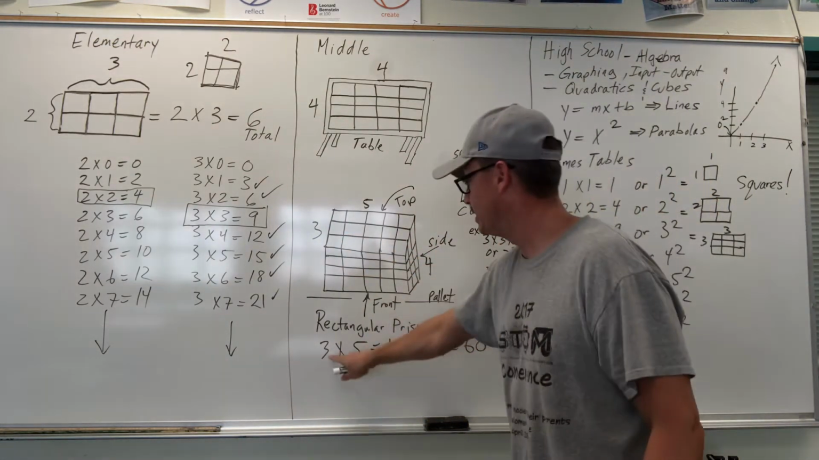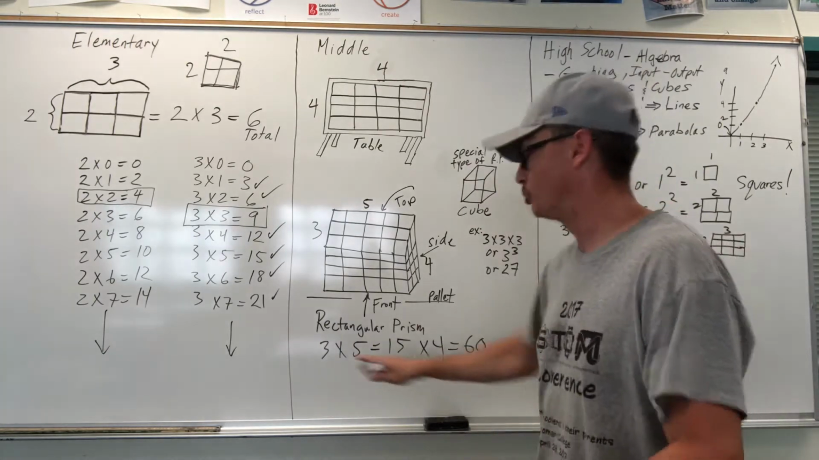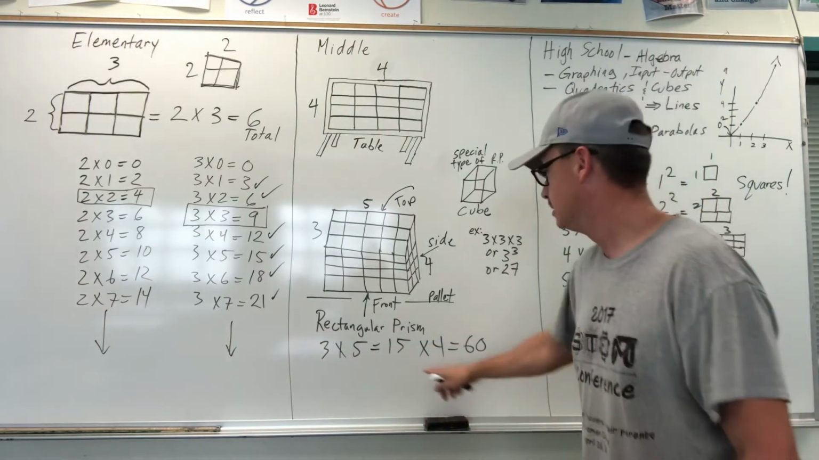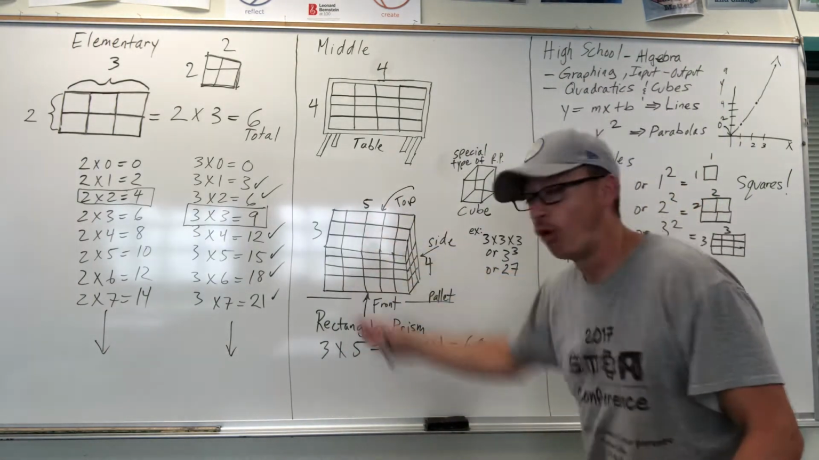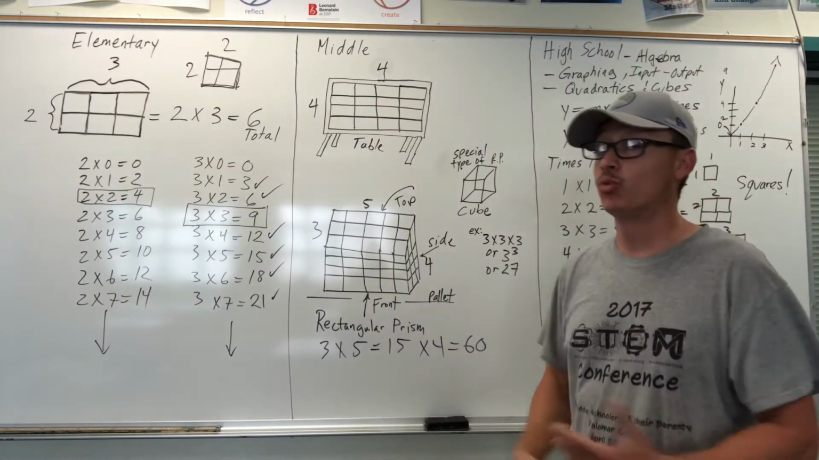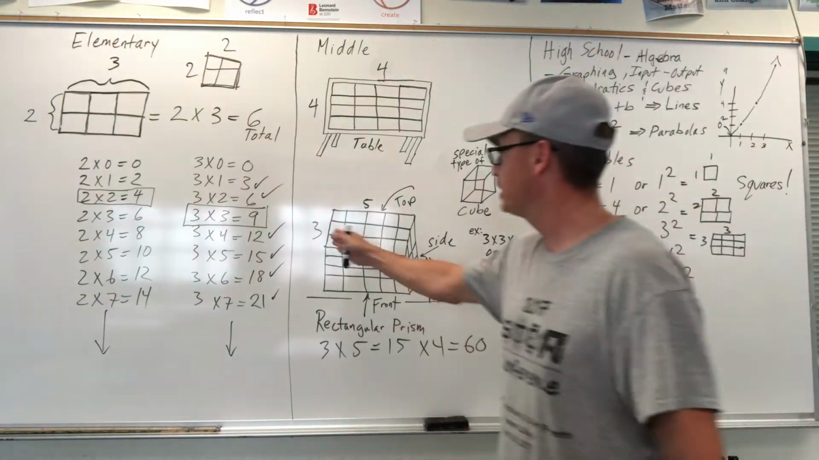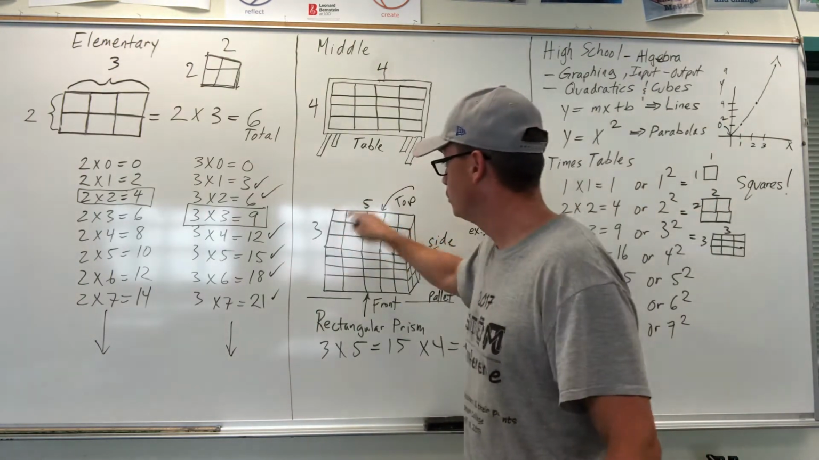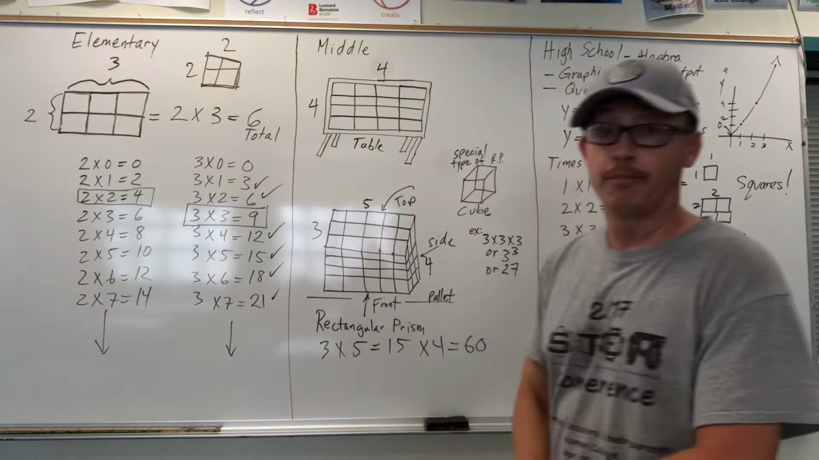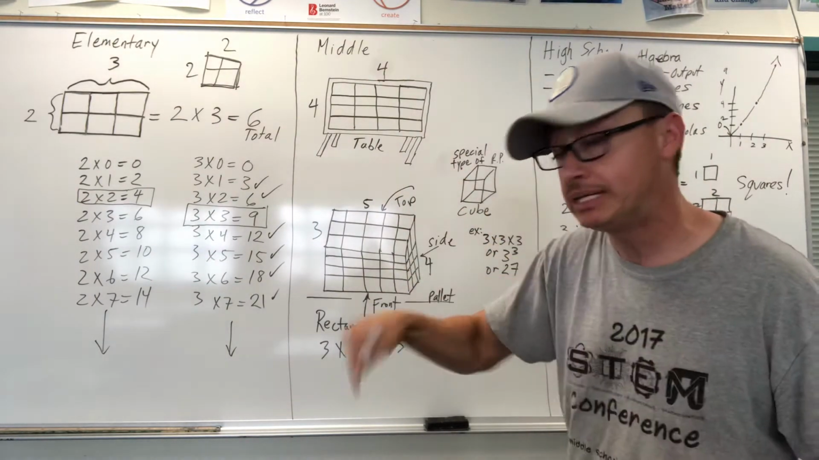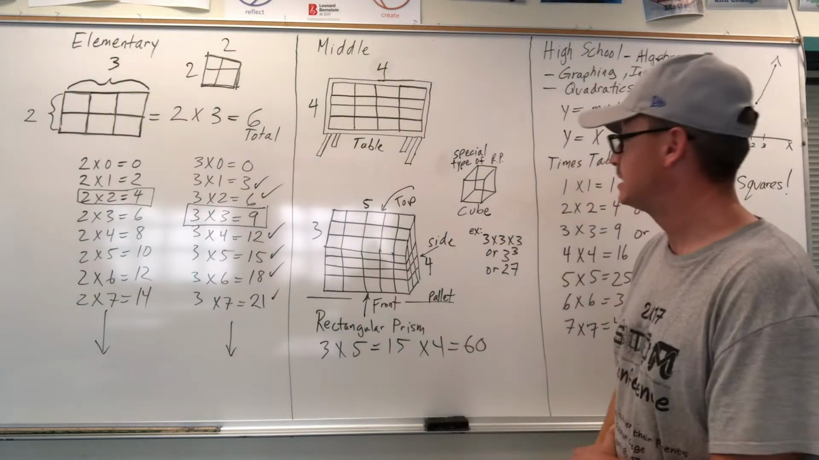And now we have 3 times 5 gives us 15, times 4, so there's a total of 60 boxes there. And you wouldn't waste time counting them all up if you just understood that this is simply multiplying the top first layer times going down, how deep it is. And that gives us a total of 60 boxes.